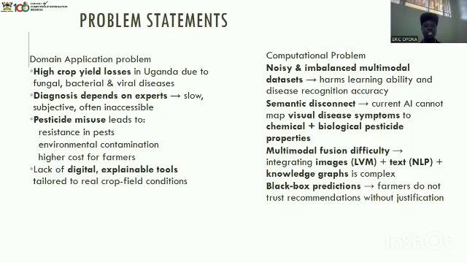We have the problem statements. So our problem statements here are four main ones. We have high crop yield losses. In this case, most farmers get high crop yield losses because they don't know the best pesticide to apply particularly. Sometimes diagnosis is so subjective to different people. You can call someone who says something, and someone else says something else. So in this case, the farmer gets the wrong one.